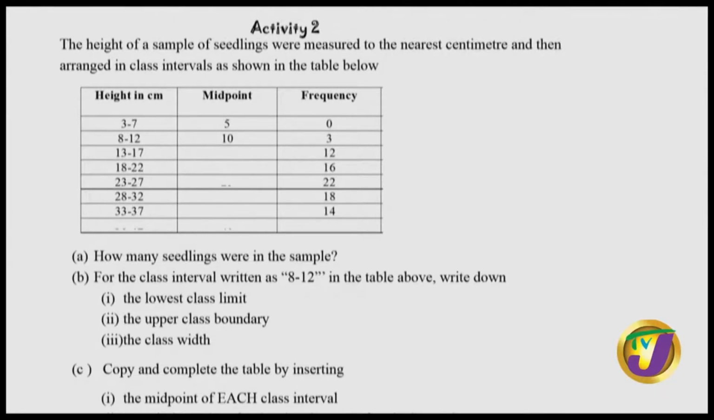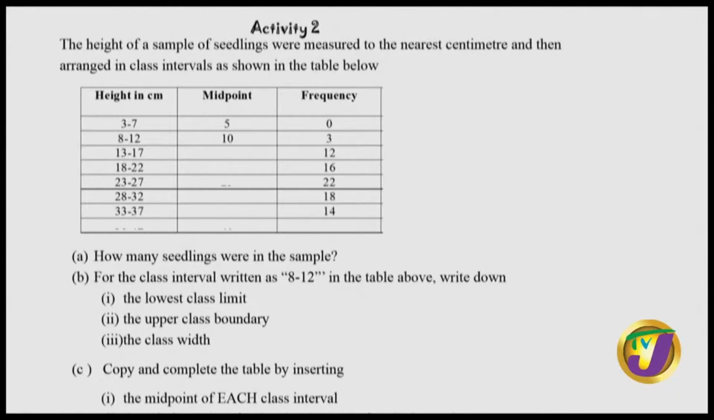Now, before we were given data that was not grouped. Now we're looking at grouped data. All right, it's getting a little bit more interesting, right? So here our frequency table shows grouped data, and it is asking us how many seedlings were in the sample, right? So just looking at this table, can we tell how many seedlings were in the sample?